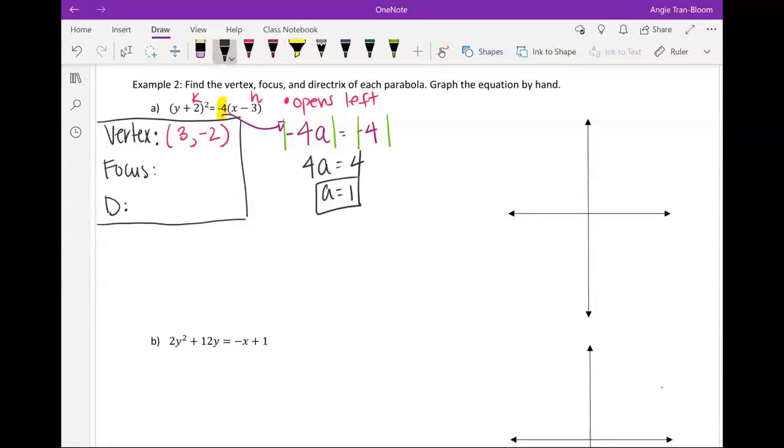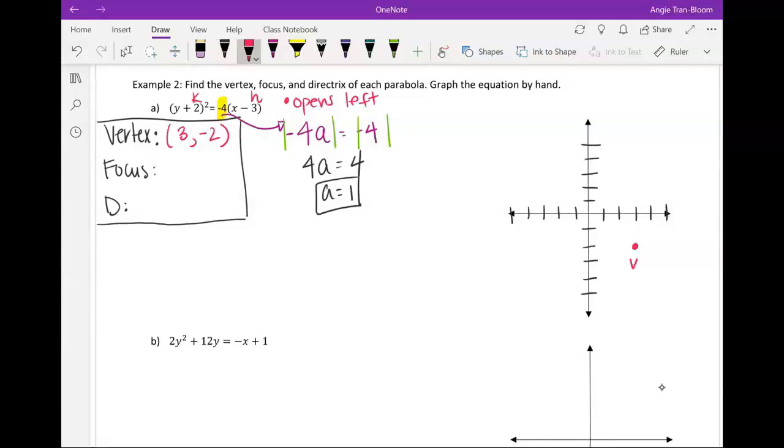Let me make some grids. 1, 2, 3, 4, 5. 1, 2, 3, 4, 5. 2, 3, 4, 5. Vertex is at 3, -2. So 3, down 2, label it V.